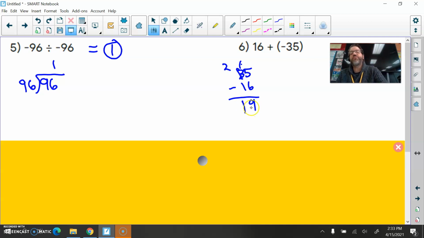What we've really just found here is that we have 19 more negatives than we have positives. So we will get a negative answer since there are more negatives than positives. Negative 19 is our answer.